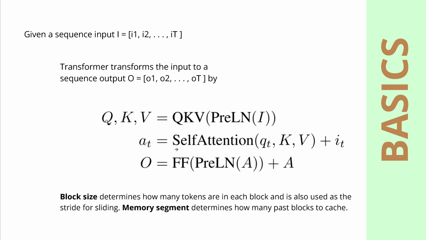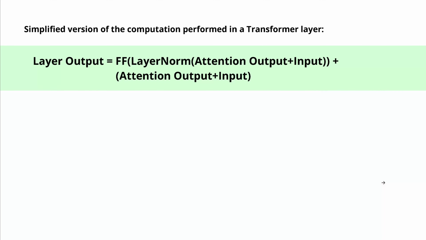And for the output, of course, remember in a transformer, in the simplest case, we have the attention block and the feed-forward block with a pre-layer normalization. Beautiful. So you see, this is all we need to know. Now, in our particular case, we need to know the block size. So how many tokens are in each block? This is also used as the stride for the sliding mechanism. And we need the size of the memory segment. So how many past blocks are there that we have to put in our ring cache? But you see, the basics are simple.